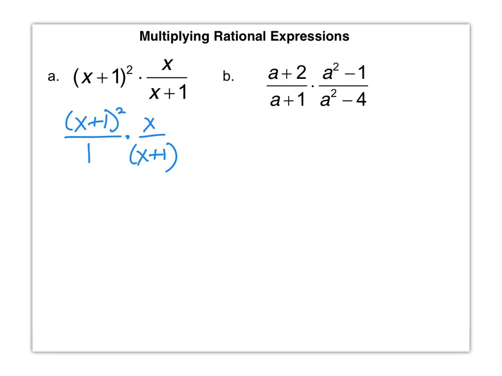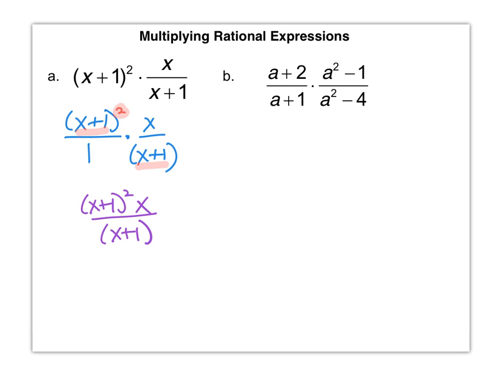We do see a greatest common factor of the numerator. We have this x plus 1 factor. In the denominator, we also have an x plus 1. The power of 2 here will allow us to reduce that. So we write this as a single rational expression, x plus 1 squared times x, and in the denominator, multiply the denominator to get x plus 1.